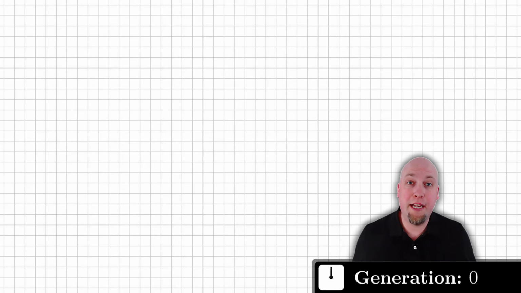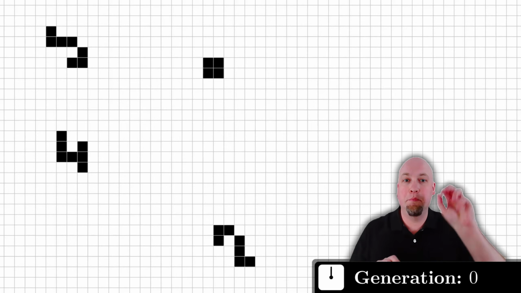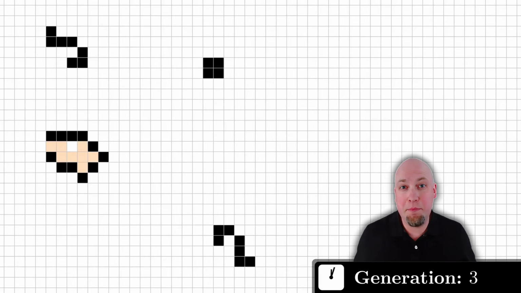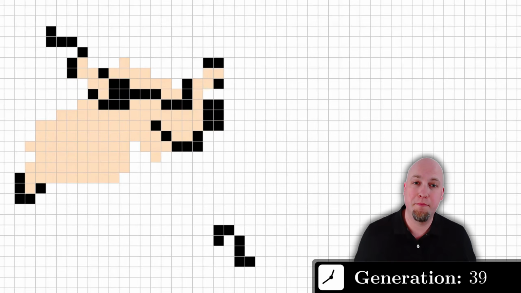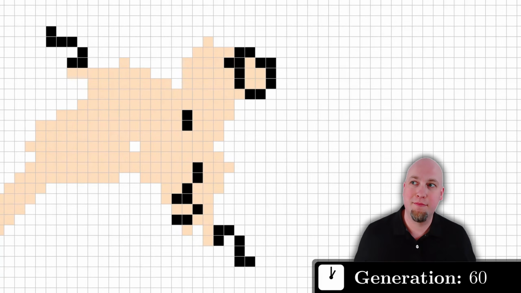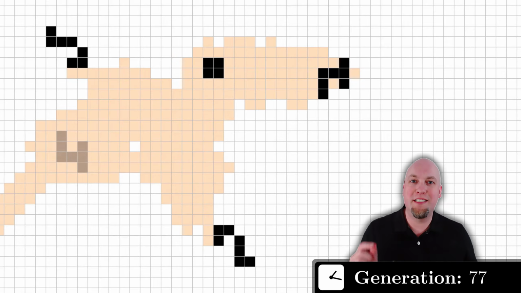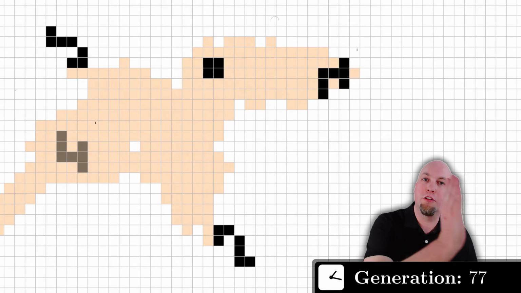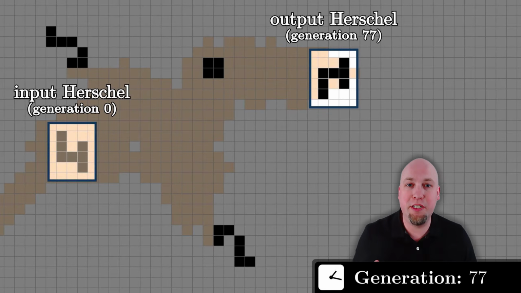To construct glider guns and oscillators of other periods, we're going to have to introduce at least one other Herschel conduit. The one that we're going to make use of is this one right here that just consists of 2 eaters and a block. Let's see what happens when we run this Herschel conduit for 77 generations. We can see after 77 generations, this conduit pushes the Herschel forward and it flips it vertically. And this is different than the previous conduit that we saw.